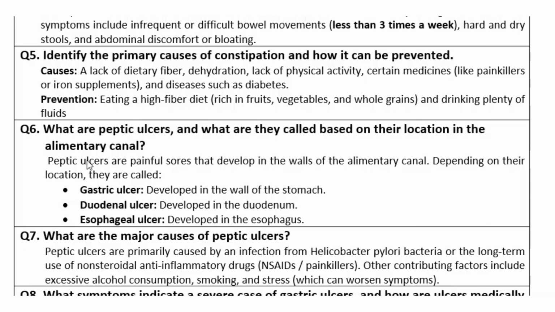Question number six, what are peptic ulcers and what are they called based on their location in the alimentary canal? Peptic ulcers are painful sores that develop in the walls of the alimentary canal. Depending on their location, they are called: Gastric ulcer, developed in the walls of the stomach. Duodenal ulcer, developed in the duodenum. Esophageal ulcer, developed in the esophagus.